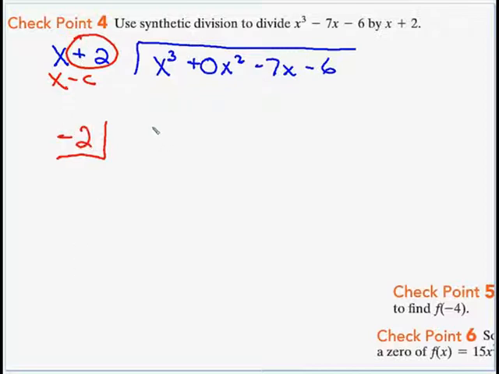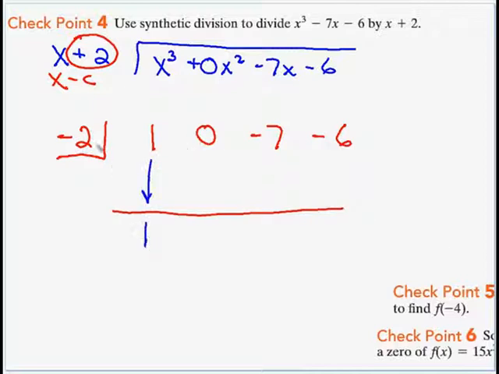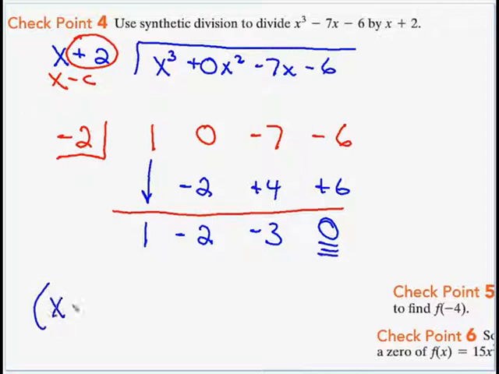Now I bring down my coefficients: 1, 0, negative 7, negative 6. Draw our line below. Drop your first number 1, multiply, and add. Multiply and add. Multiply and add. There we go. So we know that x plus 2 is one of our factors. And what remains is, or I guess what they're asking us for here, this is not relevant to what they're asking. Use synthetic to divide this by that.